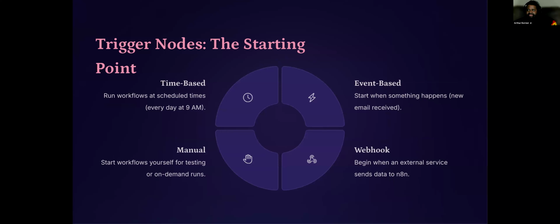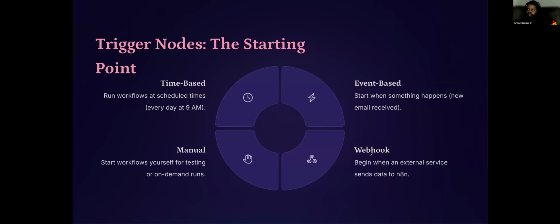Then you could also do event-based, which happens every single time something occurs. For example, every single time you get an email, you can trigger the automation to occur. It might be: read the email, summarize the email, whatever it might be. So that is another one.